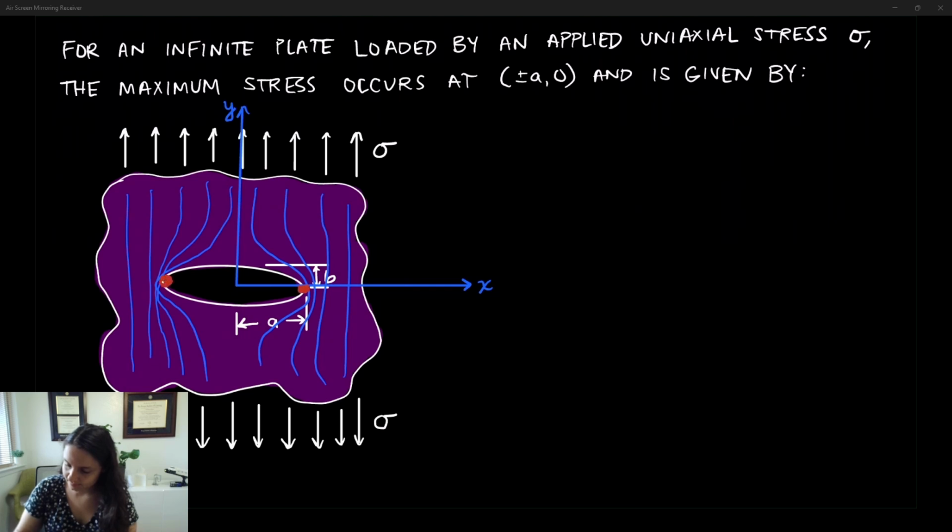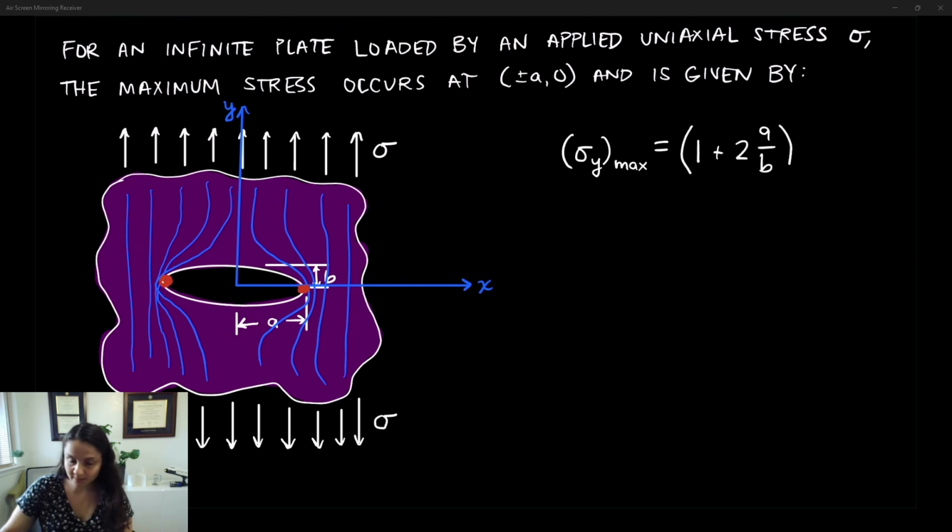I'm not going to bore you with the whole derivation, but I'll tell you that the maximum stress is in the y direction. It's a uniaxial tension in the y direction, so that maximum sigma y is equal to 1 plus 2 times a over b, where a and b are the dimensions of that ellipse, times sigma, the nominal or far field stress.